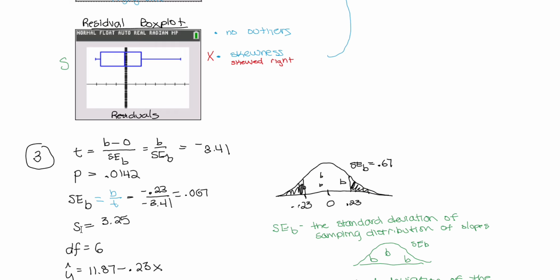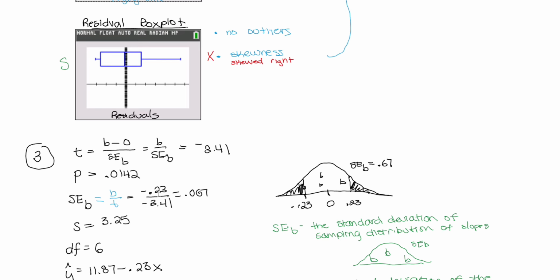What's SE sub b? We're using a formula, right? So we rearranged the first formula a little bit to make it b over t, and b we already know from the step where we used our calculator to do the LSRL for the original data. We already got that value, and we got t from here. We just divide those numbers, and we will get 0.067. It's not a coincidence that two negative numbers after dividing give us a positive number.